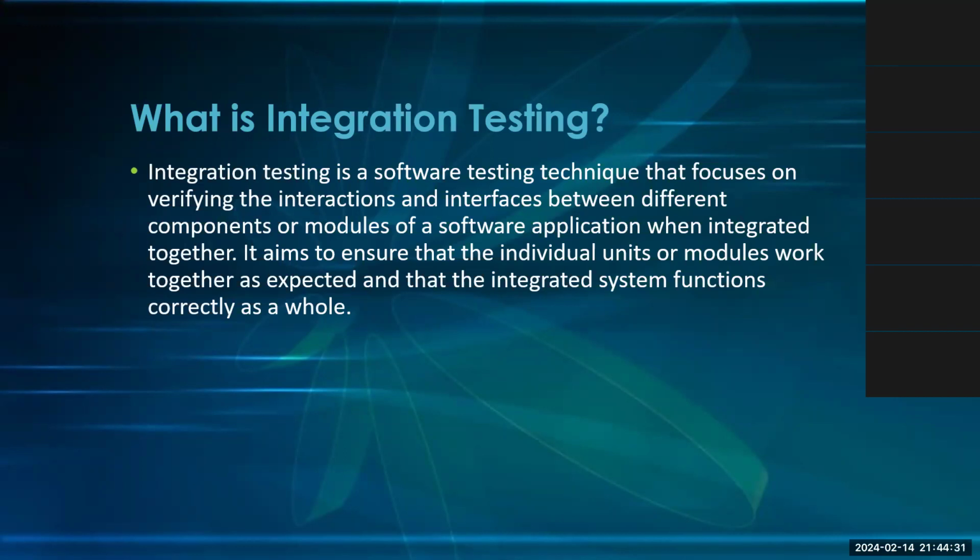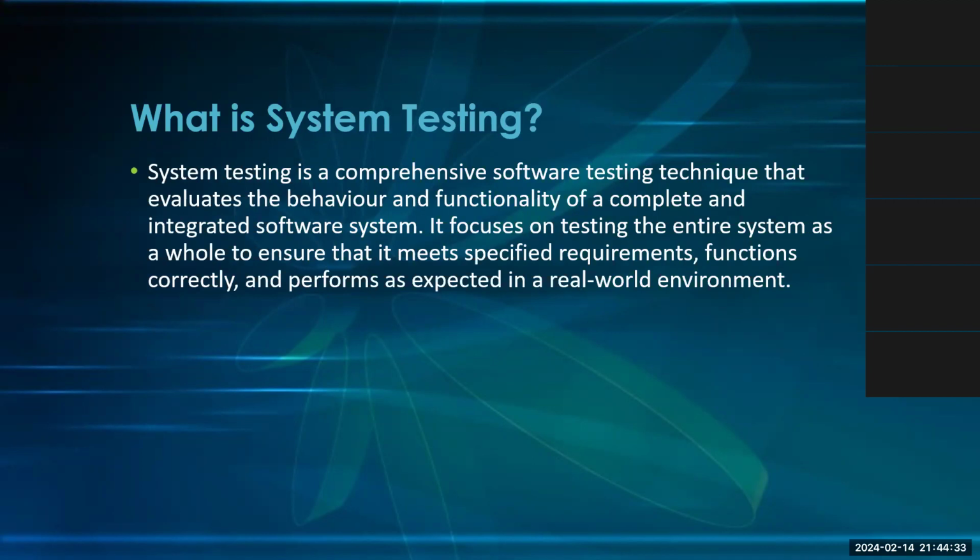So what is system testing? System testing is a comprehensive software testing technique that evaluates the behavior and functionality of a complete and integrated software system. It focuses on testing the entire system as a whole to ensure that it meets specified requirements, functions correctly, and performs as expected in a real world environment.